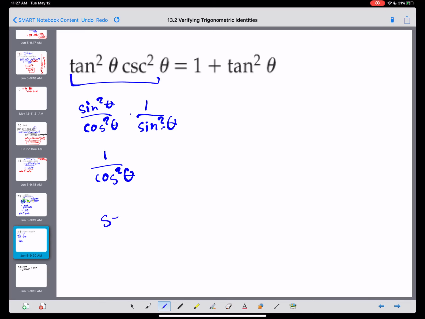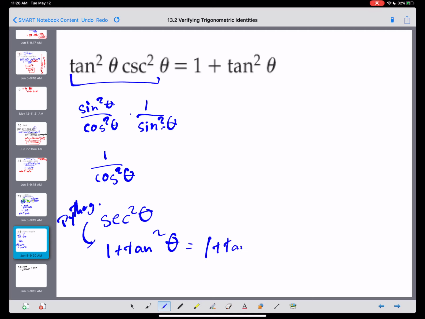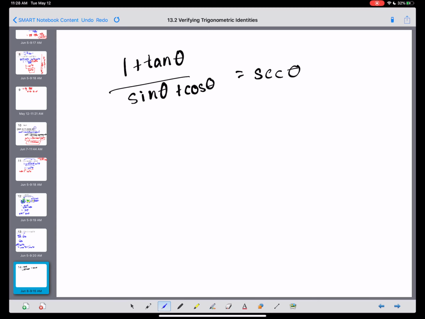1 over cosine squared is secant squared, and this is a Pythagorean identity. So that's 1 plus tangent squared. So that's a Pythag. Like, I just know my Pythags, so that's why I can make that jump. Check.